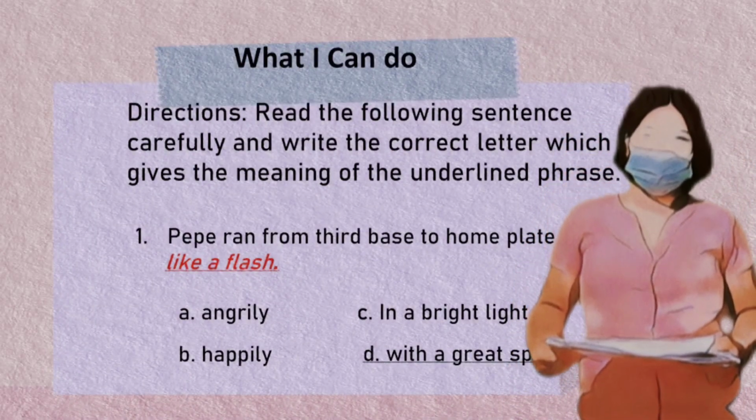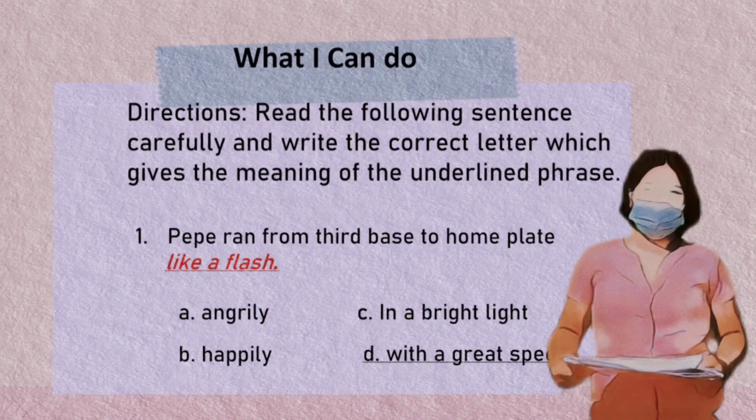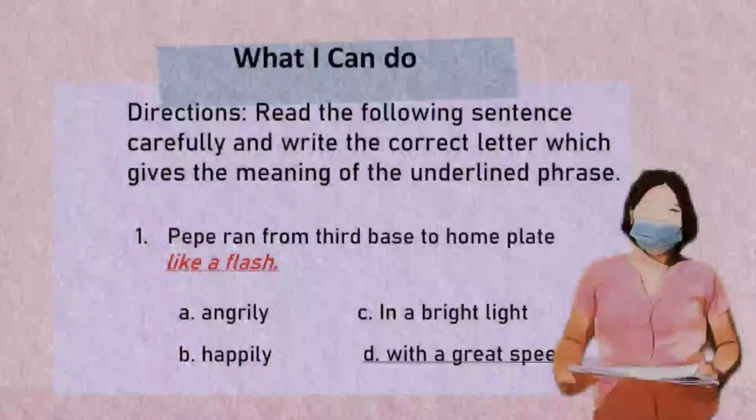This time, class, to know if you have learned something out of our lesson today, I will give you an activity, and this is entitled, What I Can Do. Read the directions carefully and write your answer on your activity notebook. Number 1. Pepe ran from third base to home plate, like a flash. A. Angrily. B. Happily. C. In a bright light. Or D. With a great speed.